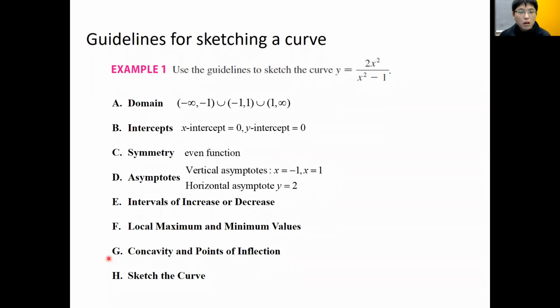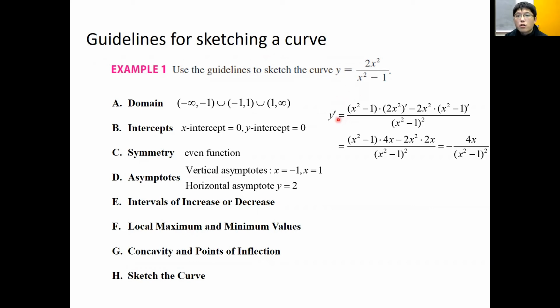To analyze E, F, and G, we will need to find y prime and y double prime. Okay, so here's how we find y prime. We first use the quotient rule: square the denominator, then denominator times numerator prime minus numerator times denominator prime. The derivative of 2x squared equals 4x, and the derivative of x squared minus 1 equals 2x.